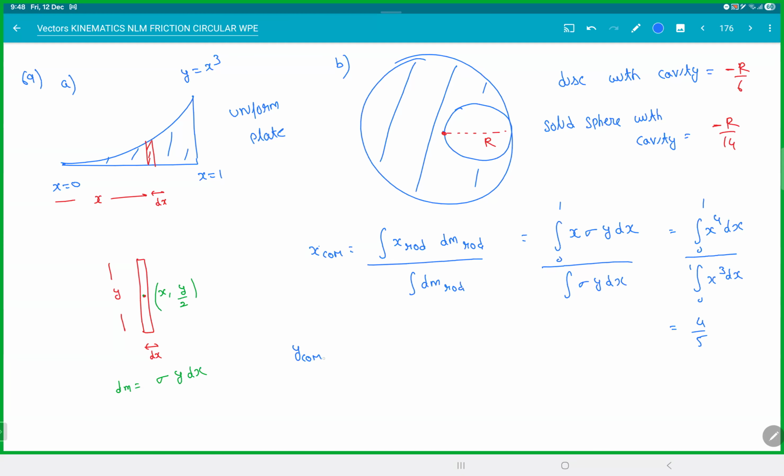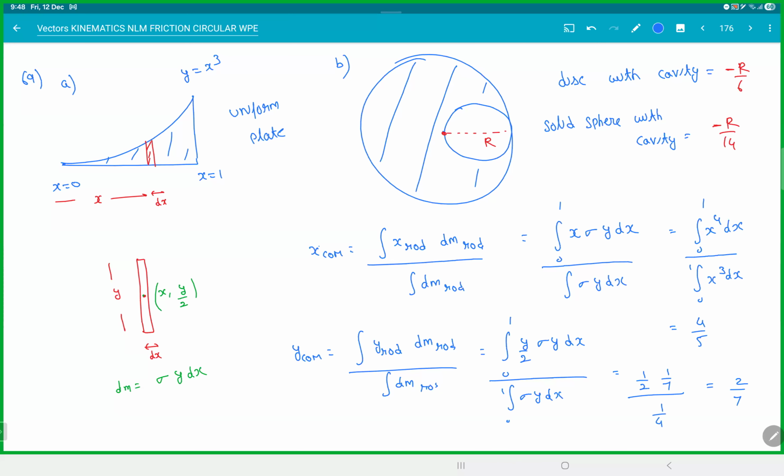Now when you take y center of mass, be careful. It is not y coordinate. It is y of the rod, dm of the rod, by integral dm of the rod. The y of the rod is y by 2. This is sigma y dx, 0 to 1 by integral sigma y dx, 0 to 1. Sigma goes off, that will be half, and y square is x power 6, x power 7. The 1 by 7 by, this is 1 by 4. Then it will be 2 by 7, I guess. Check your calculations. Clear with that?